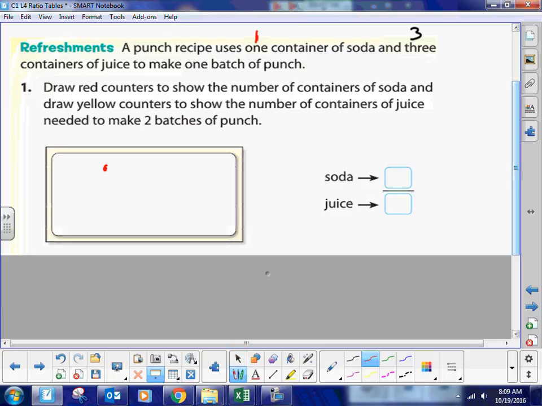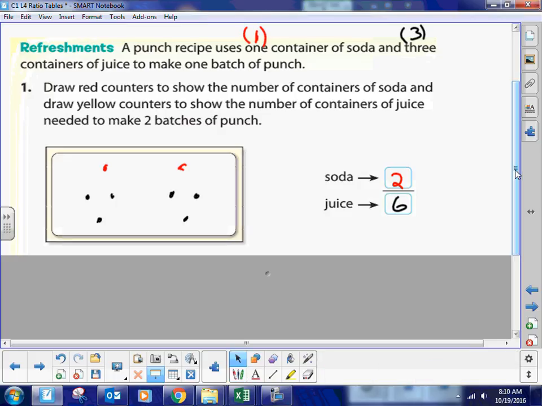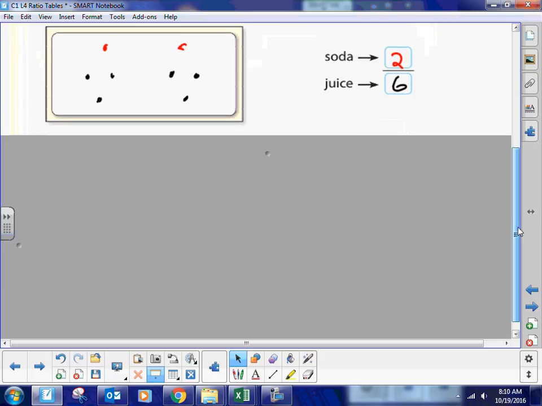So it's like 2 soda, we have 1 for each batch, and then we need 2 sets of 3 black dots to show the juice. So then we have 2 soda, keeping it in the theme of the color, and 6 juice. And when you reduce this, it's obvious that it reduces down to 1 and 3, right? I mean, you can see that. So again, as I spoke to you before about recipes, when you make a recipe, you may have to double the size or even just bring it up by 1.